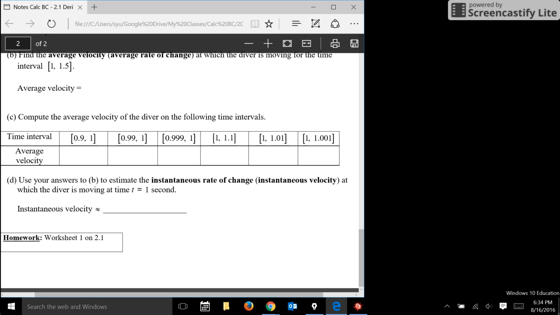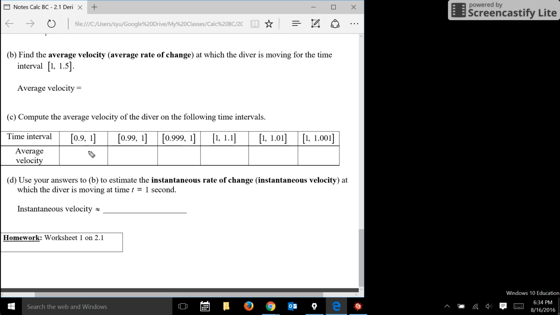Now we need to compute the average velocity over these specific time intervals. These are very small time intervals. So this is very similar to the limit tables that we did earlier. So I'm just going to write down what I got. You can check me. Try to catch a mistake. So between this, I got negative 14.4, negative 15.84, negative 15.98, negative 17.6, negative 16.16, negative 16.016.